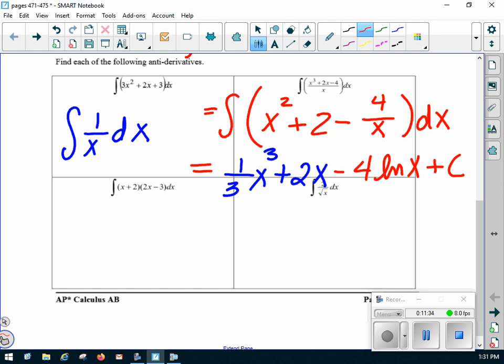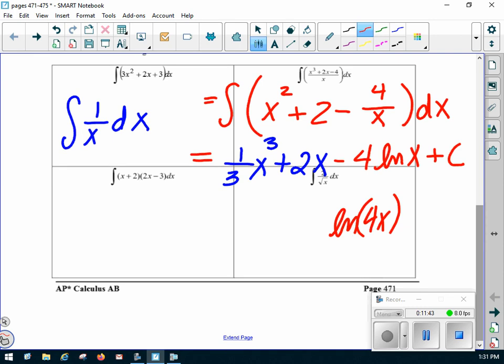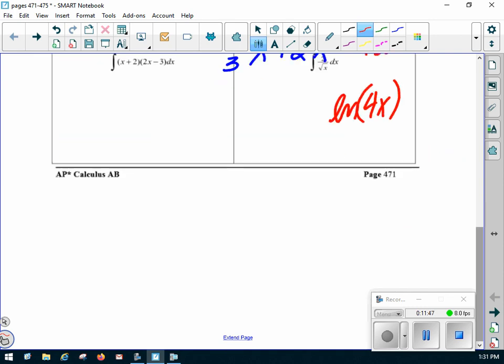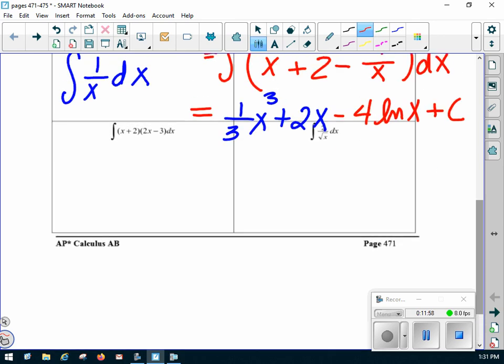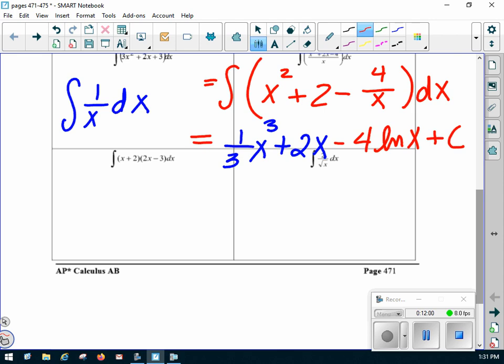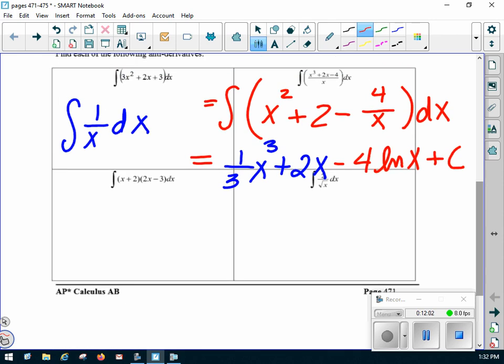Question, could I have said the natural log of 4x? Would that have been the same thing? I'm asking you, what's the derivative of this? 1 over 4x. Yeah, that's 1 over 4x times the derivative of 4x. So that's a no. Always take the derivative, make sure that you get the step before. Okay?